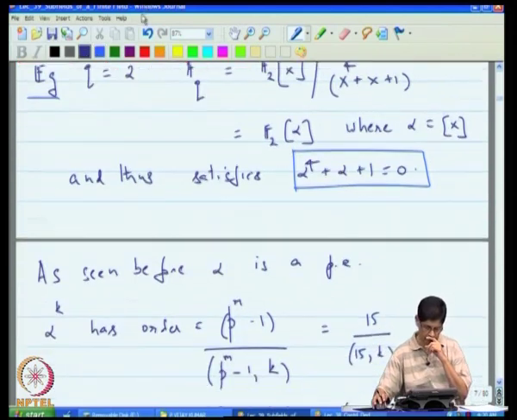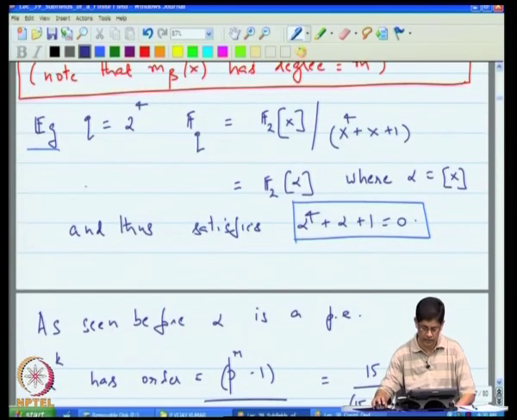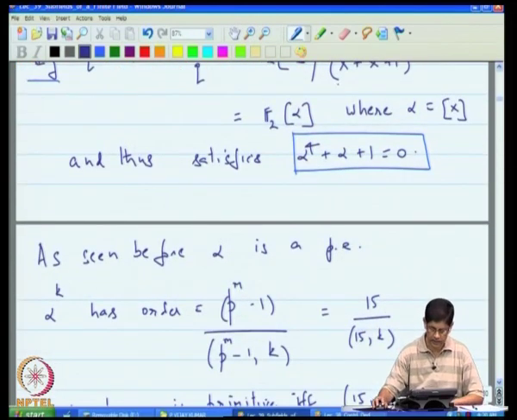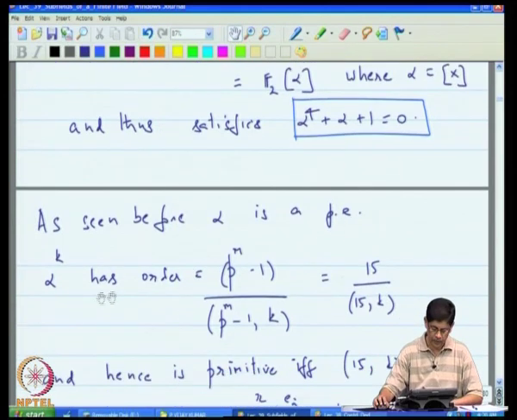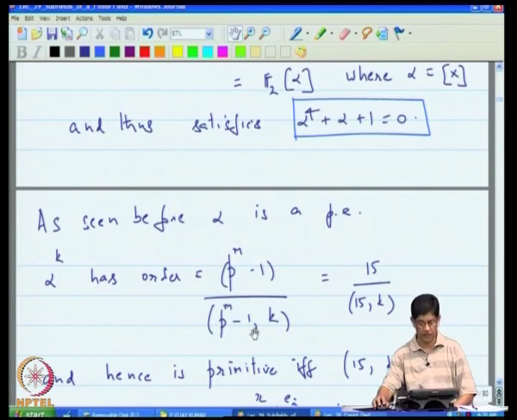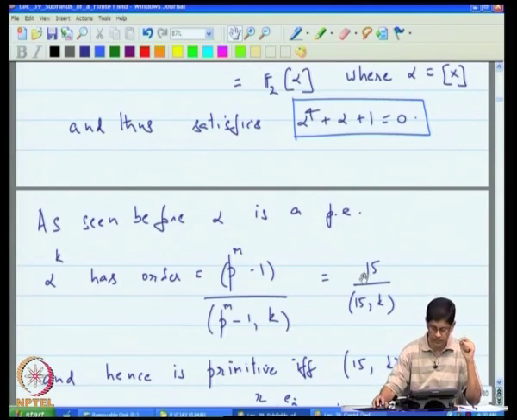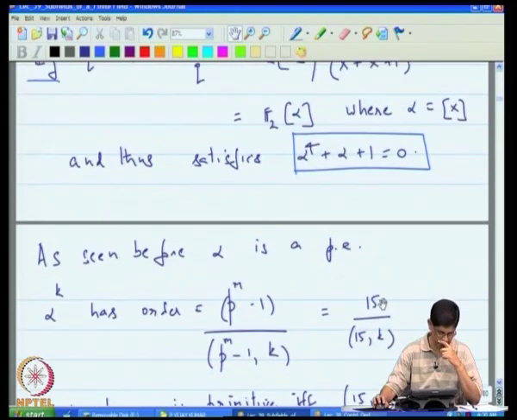All right. As seen before, when we examined this finite field earlier, we remarked that this particular alpha is a primitive element. So that means if you take any power of alpha, let us say alpha to the k, then alpha to the k has order p to the m minus 1 divided by the greatest common divisor of k and the order of alpha, which is p to the m minus 1. So that in this case is 15 divided by the greatest common divisor of 15 and k.